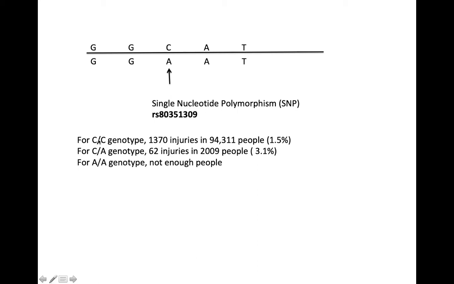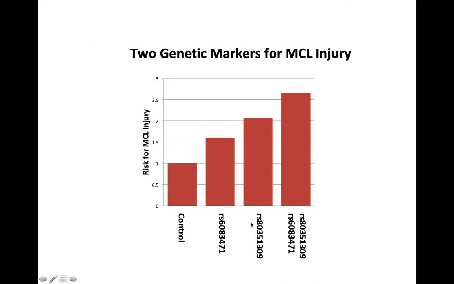People that had two C's tended to have MCL injury at 1.5%, but people that had an A had an injury at 3%. And this is statistically significant. So then we're going to say having an A means that there's a 106% increased risk for MCL injury. And you can see that graphically here. So here's the marker I just told you about. If you have a single A, you go from 1x injury to 106 times.